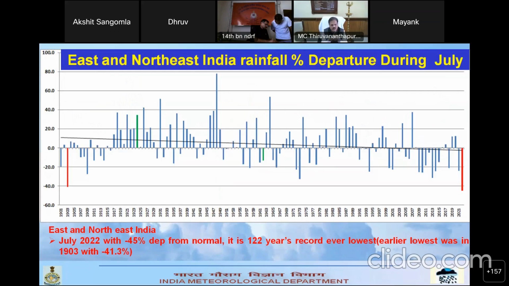Now, if I look at East and Northeast India rainfall, 1901 to 2022, the red color you can see here, this year, July 2022, it was minus 45%. And if you look at this data, you will find that in the 122 years record, it was the lowest. In 1903, it was minus 41.3%. And as a whole, the trend of rainfall activity over East and Northeast India shows, with this black line, that rainfall is decreasing over this region, and there is a decreasing trend.